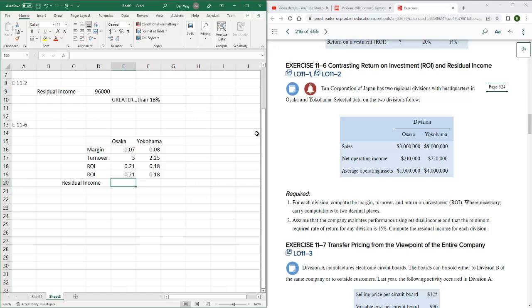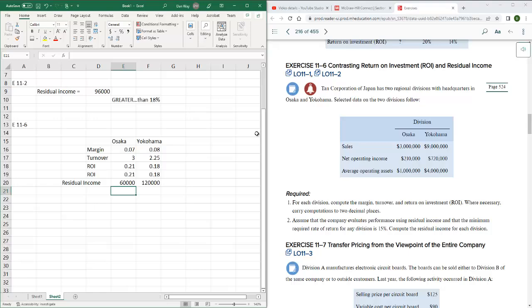So let's see what it was for Osaka here. They had net income again of 210,000. We'll subtract from that the required return on their assets, 15% of their assets of $1 million. And there's residual income of 60,000. Yokohama had net income of 720,000. We'll subtract the capital charge there. Required return of 15% on their assets of $4 million. And they had residual income of 120,000.